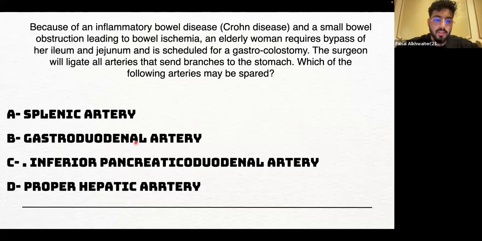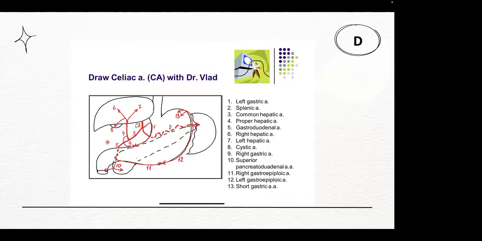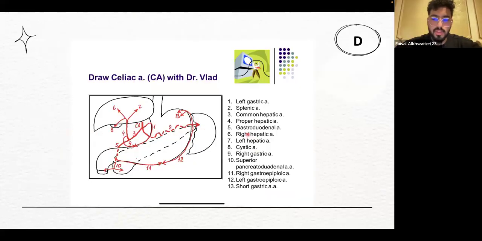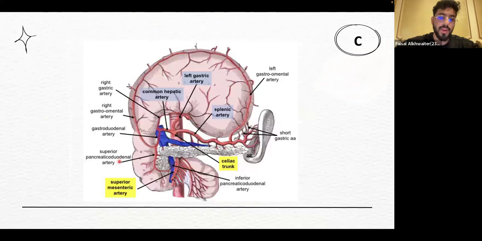Do you guys know why it's not the superior pancreatic duodenal artery? Because the superior pancreatic duodenal is a branch of the gastroduodenal, which sends branches to the stomach. Yes, so what you said is 100% correct, mashallah. The superior pancreatic duodenal artery sends branches to the first part of the duodenum, or it's a part of the gastroduodenal. So it doesn't make sense that we ligate it. That's why it's the inferior pancreatic duodenal.